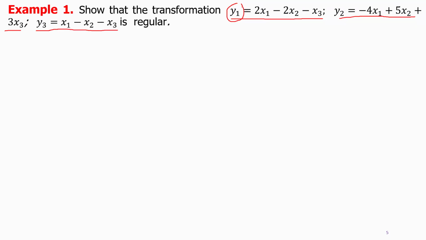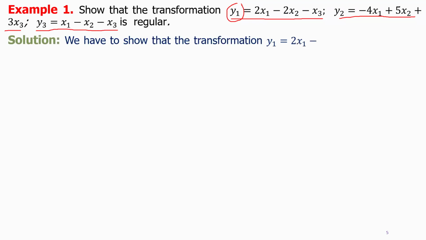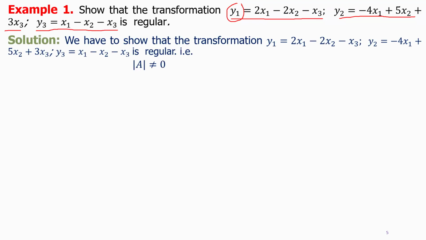If you want to show that this transformation is regular, then we have to show that determinant of A is not equal to 0. And determinant of A is nothing but the linear operator, meaning the coefficients of x1, x2, x3 of the first equation, second equation, and third equation. So that coefficient matrix is called the linear operator here. If we are able to prove that determinant of A is not equal to 0, then we have found that the given transformation is regular.